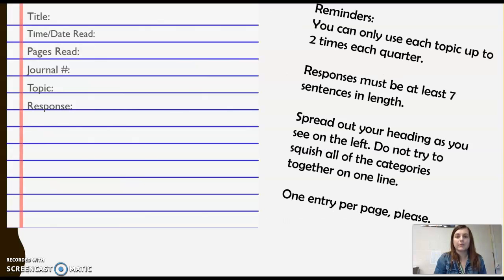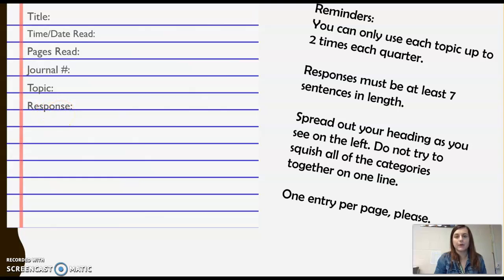When you are in your document and you set up your reading journals, we are going to ask that you put a heading on each page that you have a reading journal on. The heading will look like it is over here on the left. You will put the title of the book you are reading, the time and date you are reading the book, an approximate amount of pages read, journal number, and we will number the journals 1 through 15 for each quarter. A topic, you will have a pre-selected list of topics to pick from that I will provide you with, and then a response to the topic.